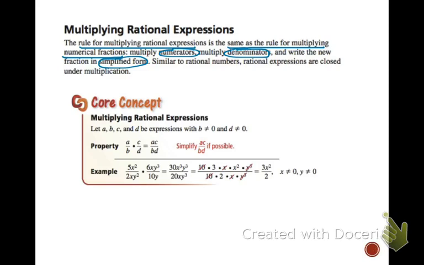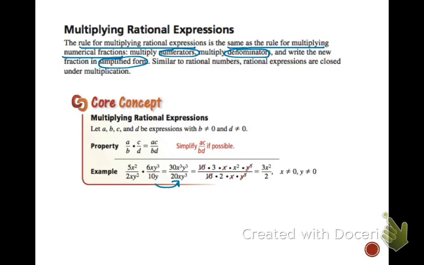So look at that example down below. The 5x squared over 2xy squared times 6xy cubed over 10y. So that's our problem. Now the next step is the thing you see to the right of the equal sign, that's when the multiplying has occurred straight across. So we get 30x cubed y cubed over 20xy cubed.